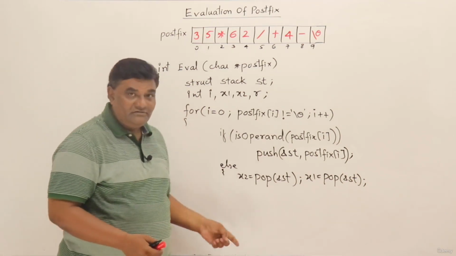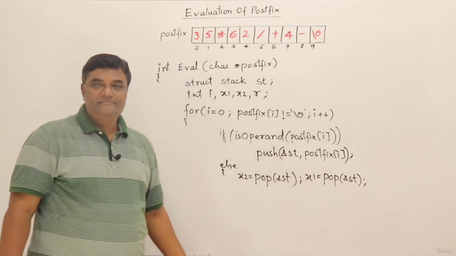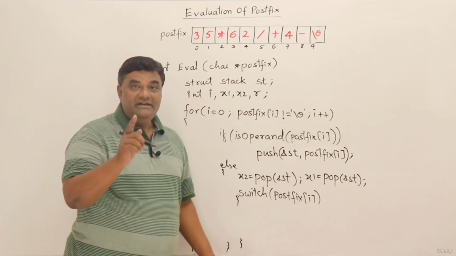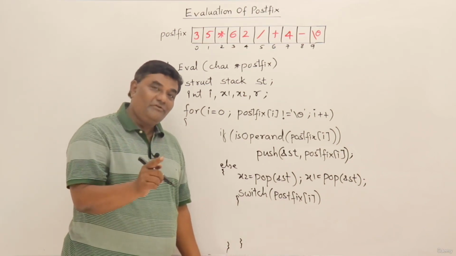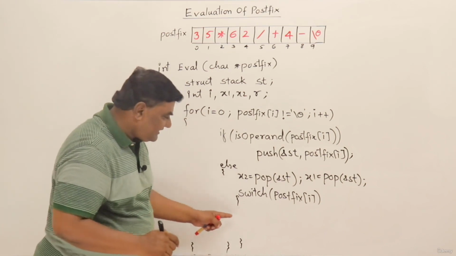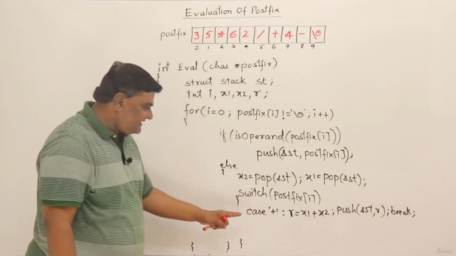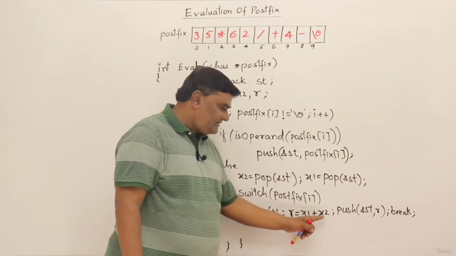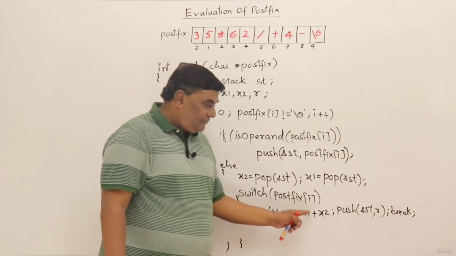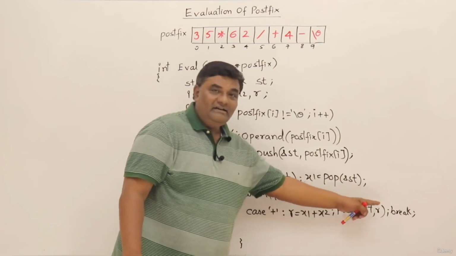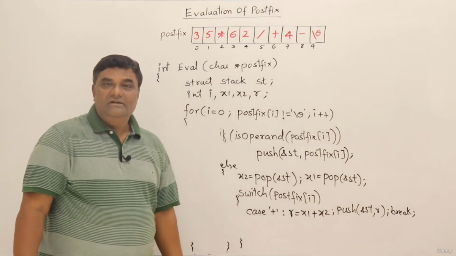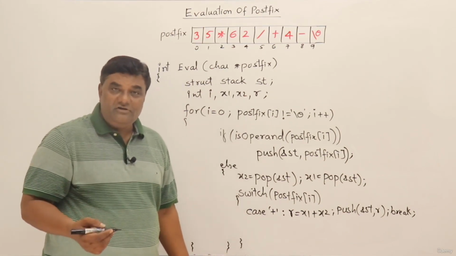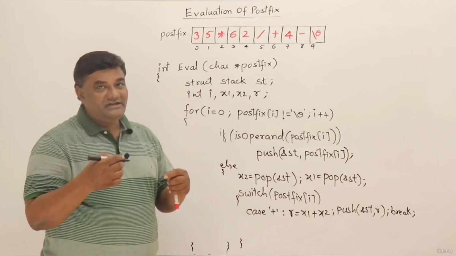For that, I can write a switch case here. So here is a switch case based on the symbol of the postfix expression. In case it is a plus, then perform addition. So here the statement is case plus. If it is plus, then perform x1 plus x2 and get the result in r and push that r into the stack, and then break, end the case. This is for only addition. Then the same way I should write it for subtraction, multiplication and division.